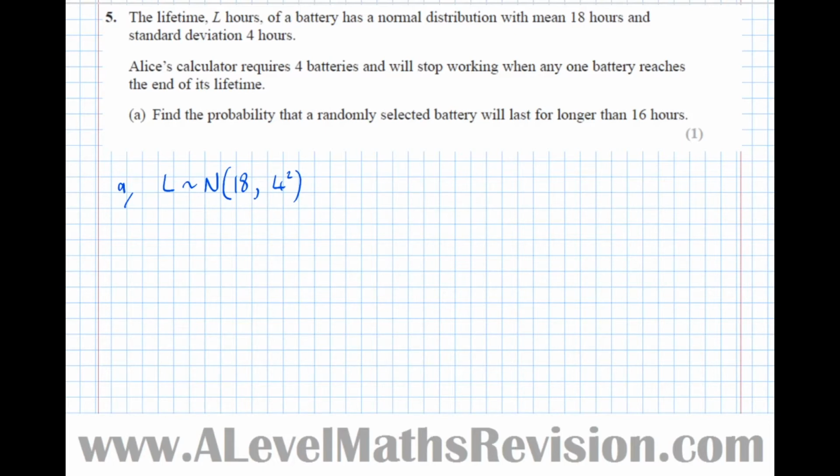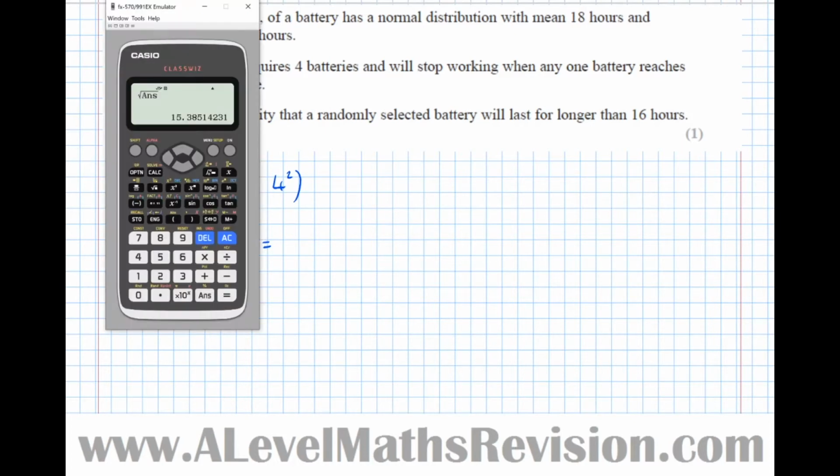Alice's calculator requires 4 batteries and will stop working when any one of the batteries reaches the end of its lifetime. Find the probability that a randomly selected battery will last for longer than 16 hours. So it's the probability that L will last longer than 16. And there's only one mark, so it should be relatively trivial.